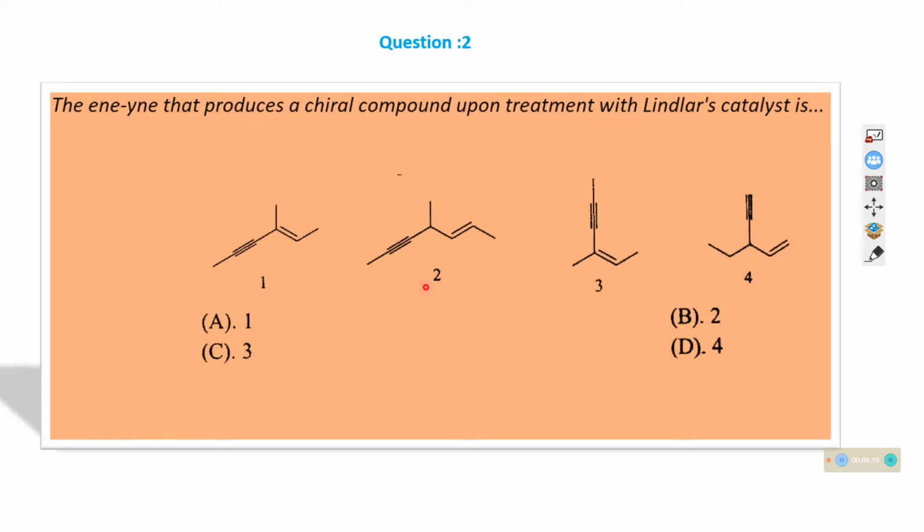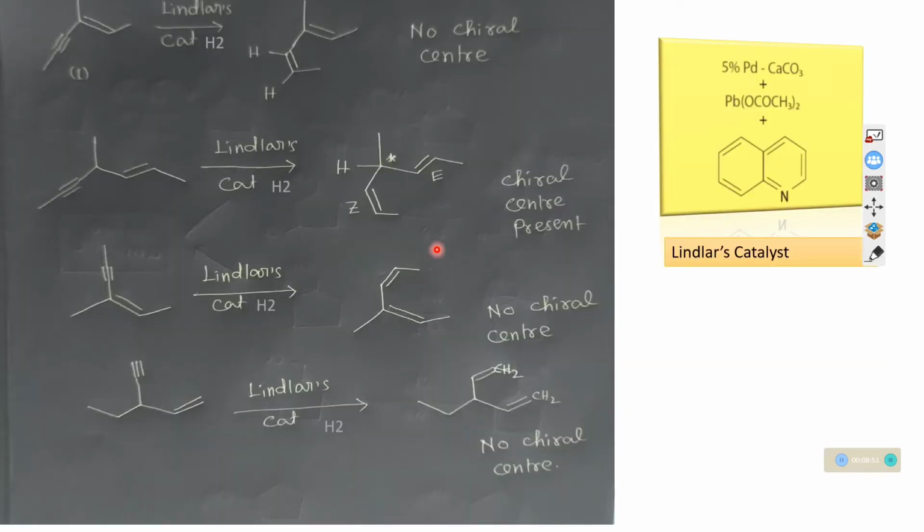So let's see each of the compounds, and we know one thing about Lindlar catalyst. Lindlar catalyst is used for the hydrogenation of alkynes to alkenes, without further hydrogenation of the alkenes to alkane. So it only hydrogenates alkyne to alkene.